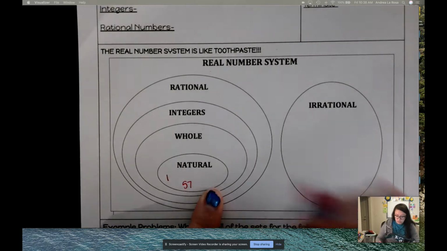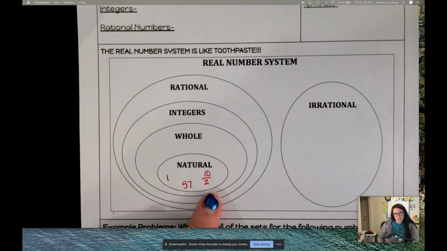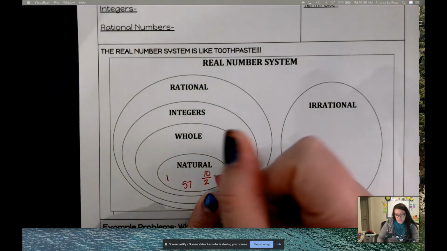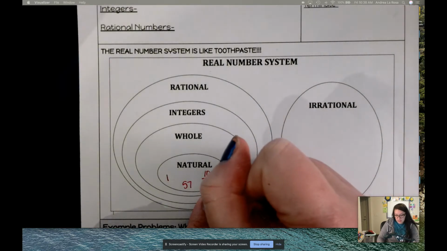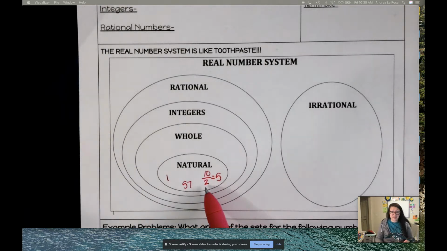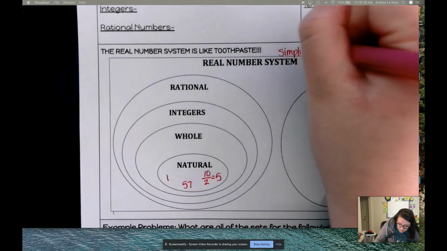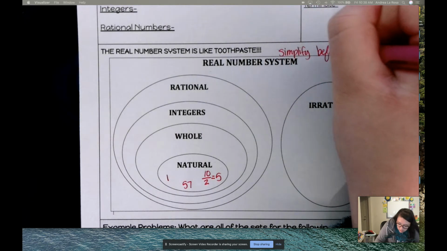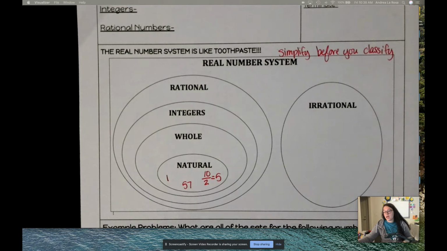Another example of a natural number would be 10 over 2. I don't count to 10 over 2, but what does 10 over 2 equal? 10 over 2 is equal to 5. So sometimes I might have to simplify before I classify. Simplify before you classify. So those are my natural numbers.